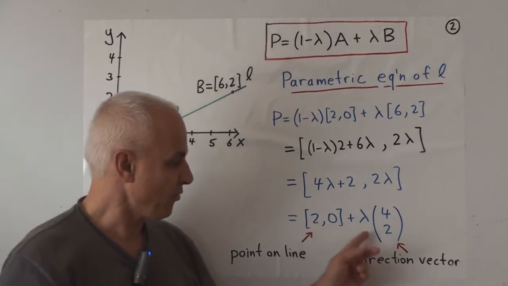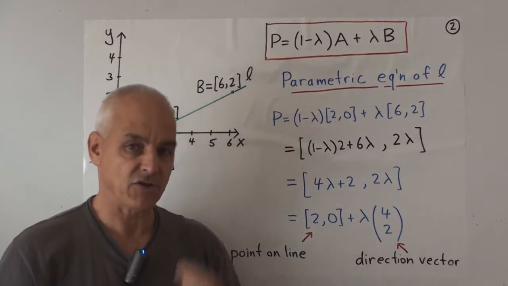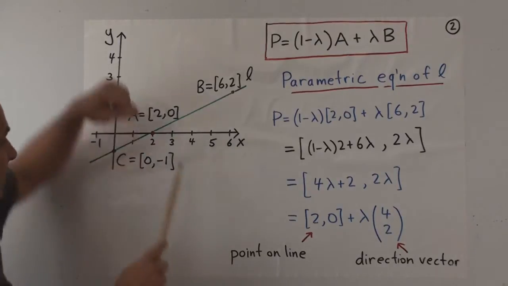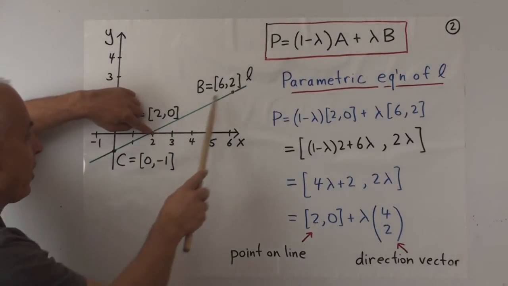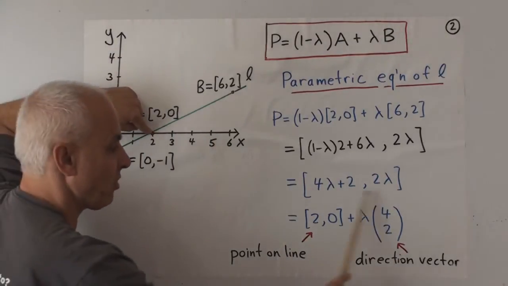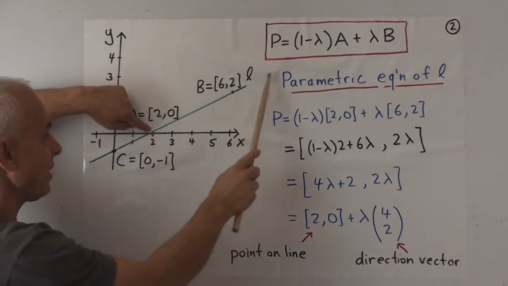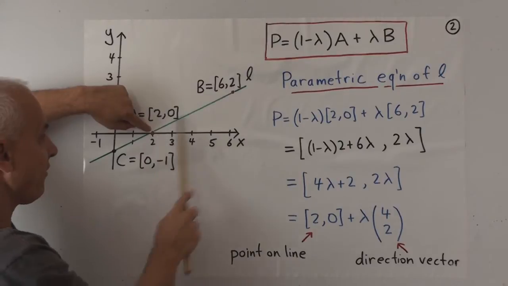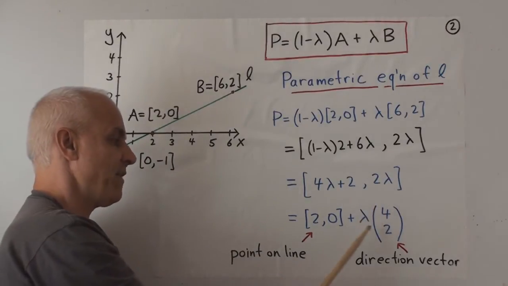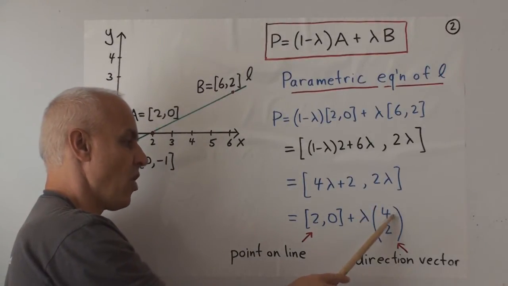And now what I'm doing is I'm writing this 4, 2 as a vector, because it represents the vector joining this point to this point. So the geometrical meaning of this is we're starting at the point 2, 0, and then we're going some multiple of this vector here. And since it's a vector, I write it as a column vector.